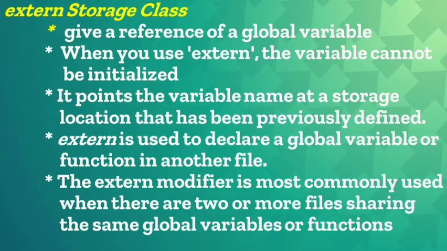When you have multiple files and you define a global variable or function which will also be used in other files, then extern will be used in another file to provide the reference of the defined variable or function. Just for understanding, extern is used to declare a global variable or function in another file. The extern modifier is most commonly used when there are two or more files sharing the same global variables or functions.